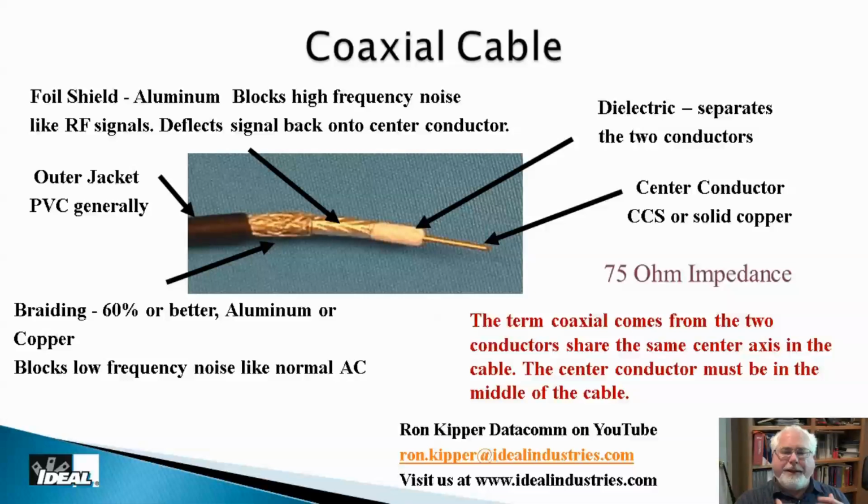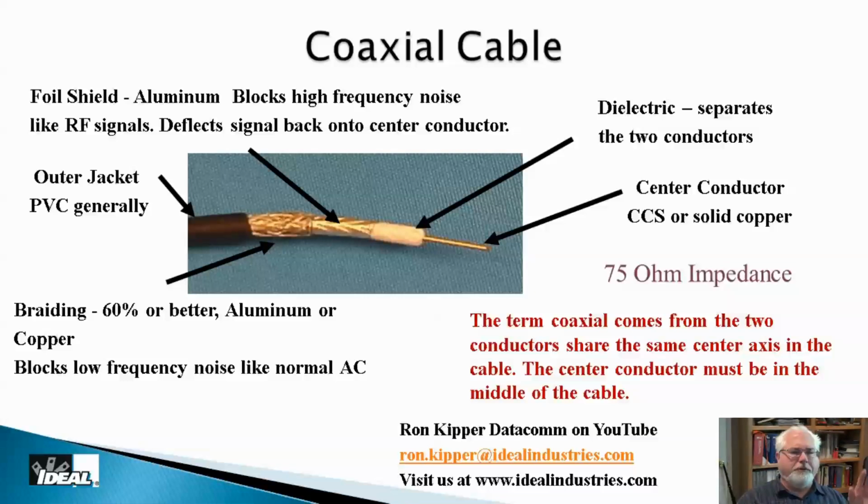The amount of braiding you get in the cable can vary quite a bit depending on the cable you actually pick up and buy. Now, coaxial cable gets its name from the fact that the two conductors in the cabling, the center conductor and the foil and braiding, share the same center axis in the cabling, which is the middle of the cable. So hence the two conductors are coaxial. So you can go home and impress your loved ones with that knowledge tonight. But that's where the term coaxial cable comes from.